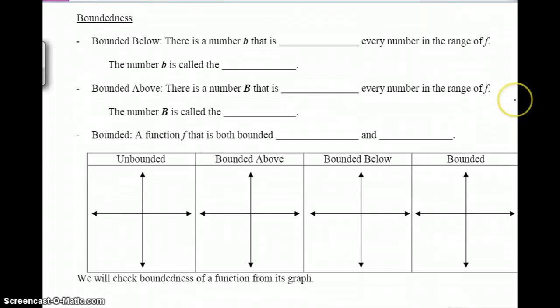The next thing we need to talk about is boundedness, like the idea of a boundary. Bounded below: there is a number, b, that is less than or equal to every number in the range of f, or every number, all the y values. This number, b, is called the lower bound.